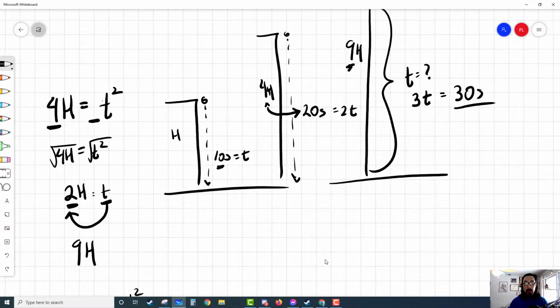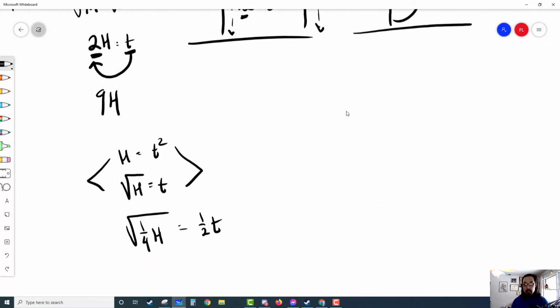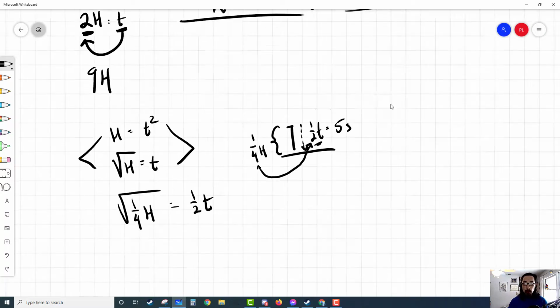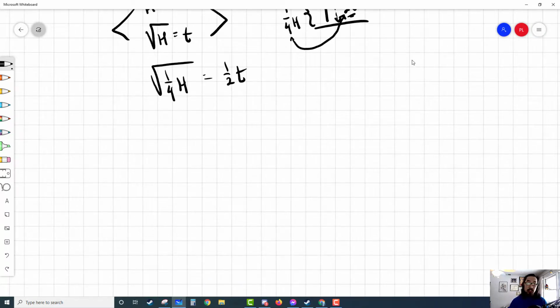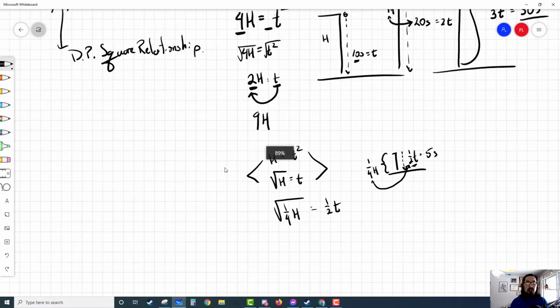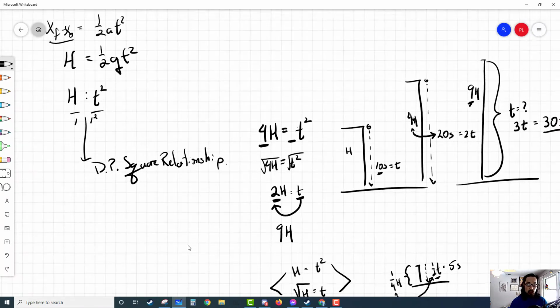So back to our original problem. If we shrink the height to a quarter of its original size, then the time it takes to fall would be half as long. So if the original time was 10, it'll take 5 seconds to fall, because we have that square root relationship. All right. Now, time for the actual question. So this is the relationship of how you can look at all of that.